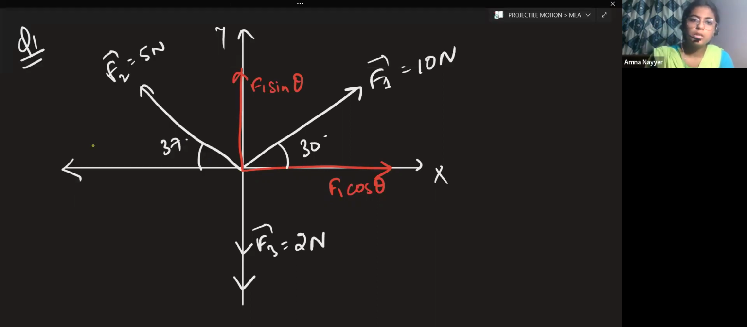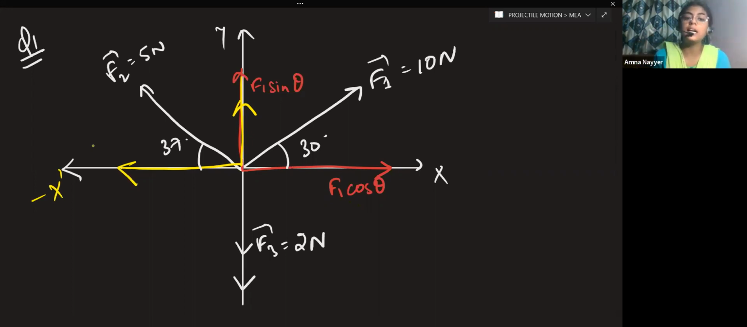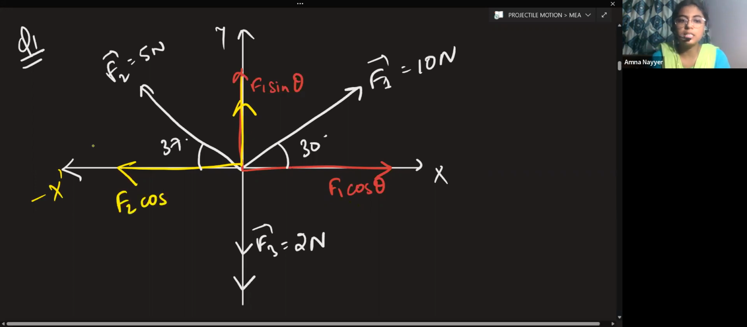Let's resolve F2. Similarly, F2 is in the second quadrant. There will be one component along the x-axis and one component along the y-axis, so there are two components. The angle is made with the negative x-axis, so you will have cos theta along the x-axis only. So this becomes F2 cos theta.